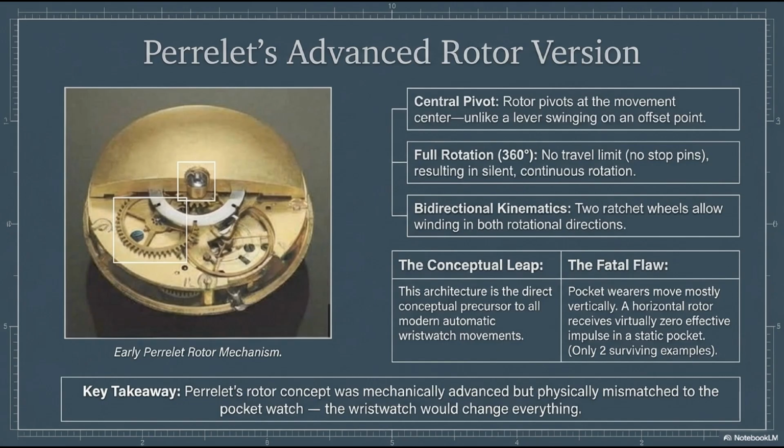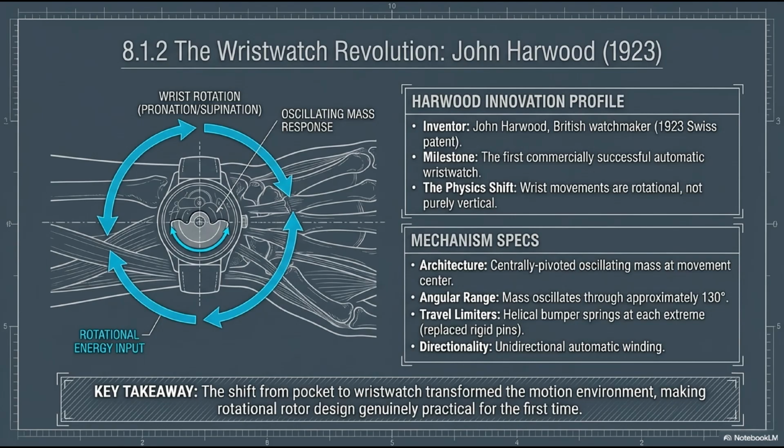Because of this, the concept was abandoned, and only about 2 surviving examples of this pocket watch exist today. The wristwatch had to be invented before this rotor could shine. The paradigm shifted entirely in the early 20th century with the transition from the pocket watch to the wristwatch. This was the true revolution for automatic winding, spearheaded by a British watchmaker named John Harwood in 1923.